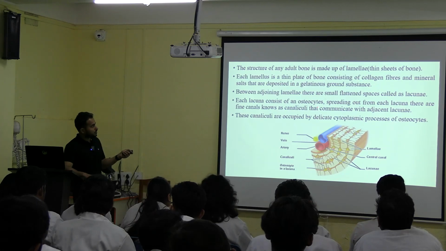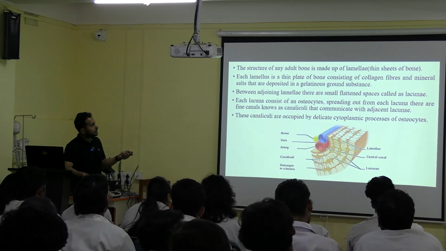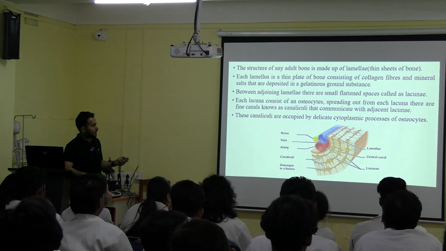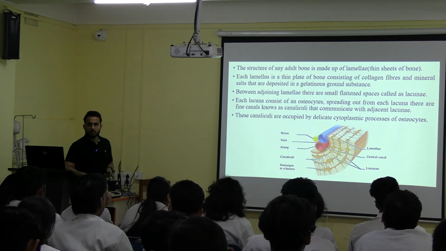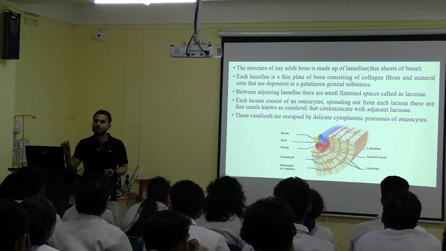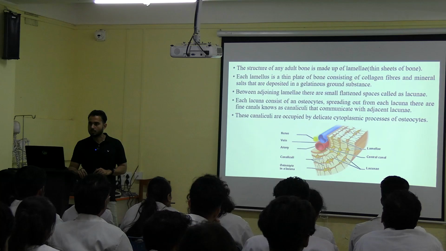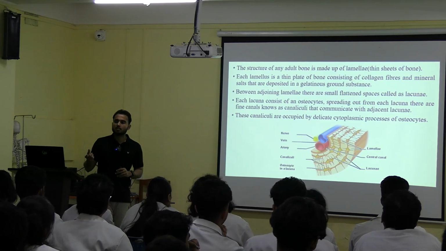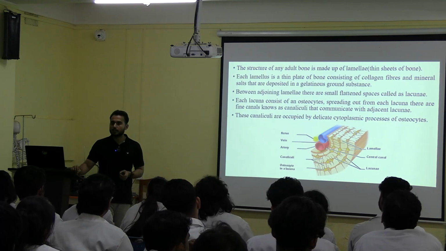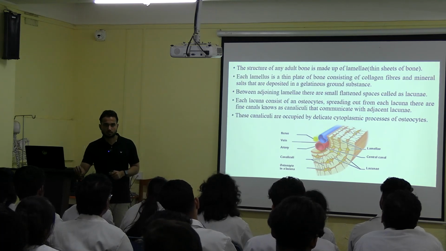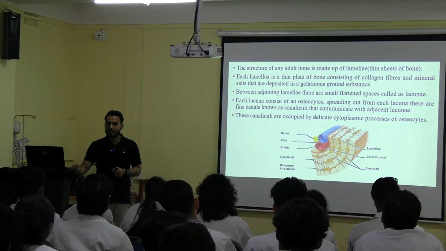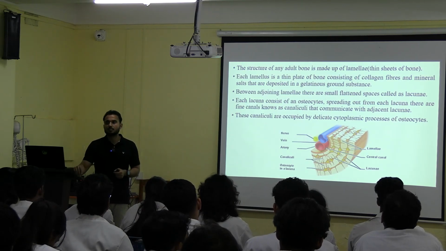And spreading from each lacuna there are some fine canals, called canaliculi, which communicate with the adjacent lacunae. So one lacuna is there, another lacuna, and they are connected to each other by canaliculi. In the lacunae, osteocytes are present. Now, what is present in the canaliculi? The processes of the osteocytes. These travel through the canaliculi, and the canaliculi connect the adjacent lamellae.